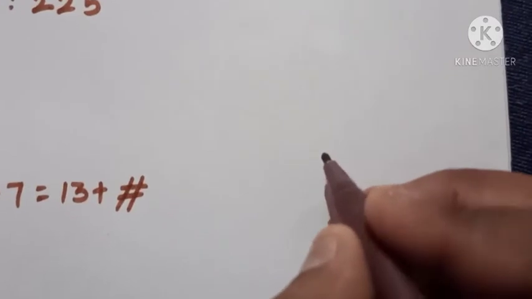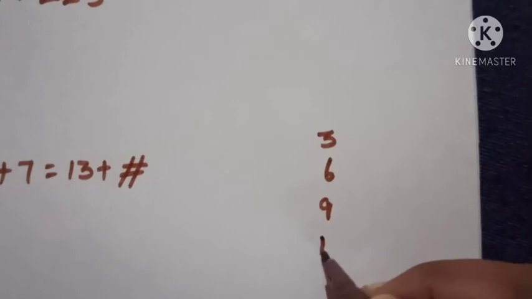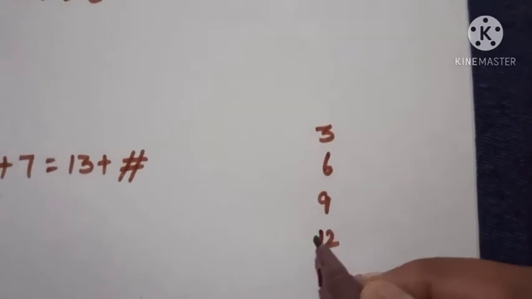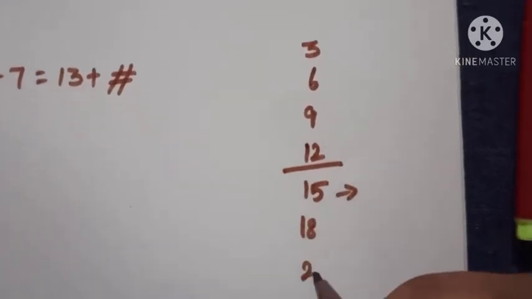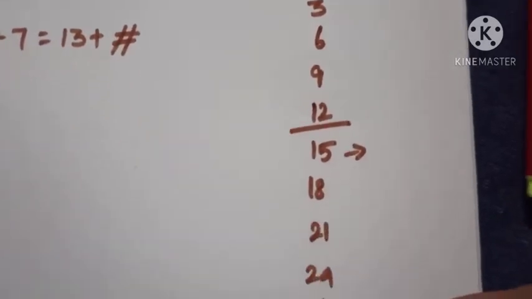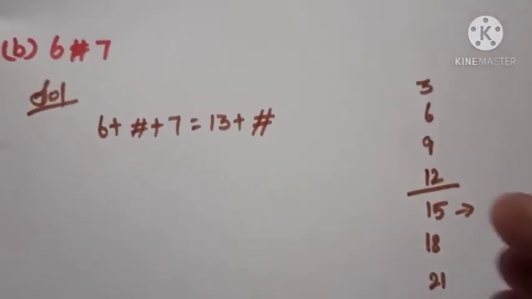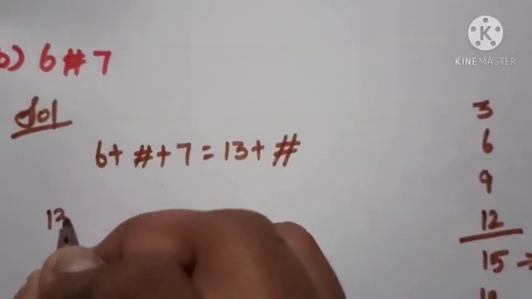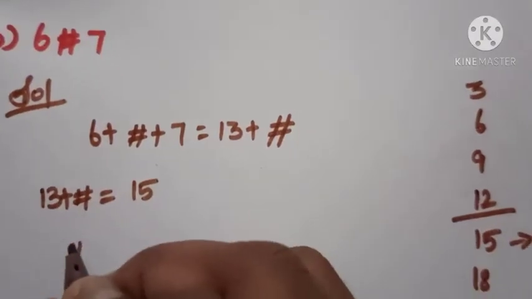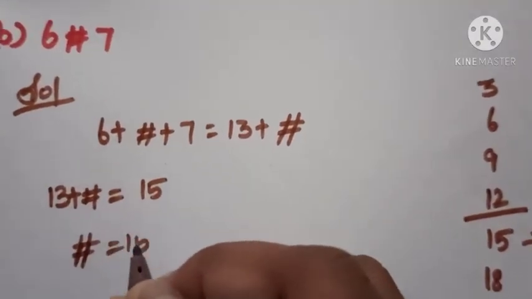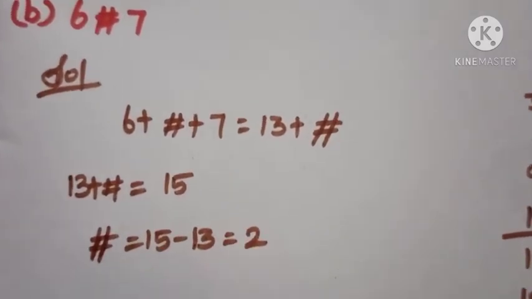So what are the possible values? 1 3 is 3, 2 3s are 6, 3 3s are 9, 4 3s are 12, 5 3s are 15. So we need to take from 15: 15, 18, 21, 24, etc. These are the possible values. One by one we need to check: 13 plus ash is equal to 15. So the symbol can be replaced with 15 minus 13, which is 2. So here 2 is the smallest digit.